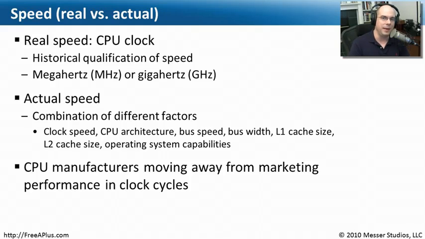We're seeing these days that manufacturers are not using clock cycles so much anymore as the primary thing that you would look at to determine the speed of a system. They're now looking at the different capabilities of a computer. We're now buying computers today to perform different functions.